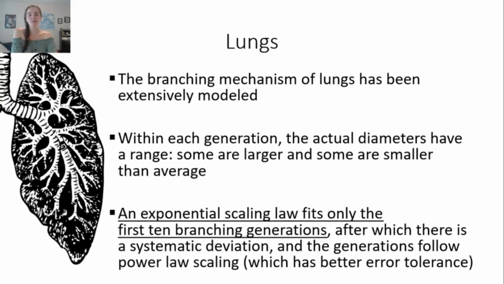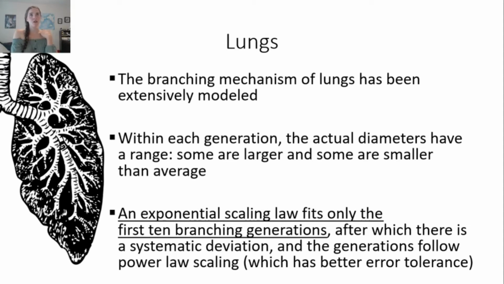An exponential scaling law fits only the first 10 branching generations. There is a paper from the 30s, I believe, where they attempt to describe the branching law of lungs with an exponential scaling law. A power law is x raised to a constant exponent, whereas an exponential law is a constant raised to a variable, like 2 to the x rather than x squared. But this scaling law only fits the first 10 branching generations, after which there's a systematic deviation and the generations follow power law scaling, which has better error tolerance. So there's 2 things with this.